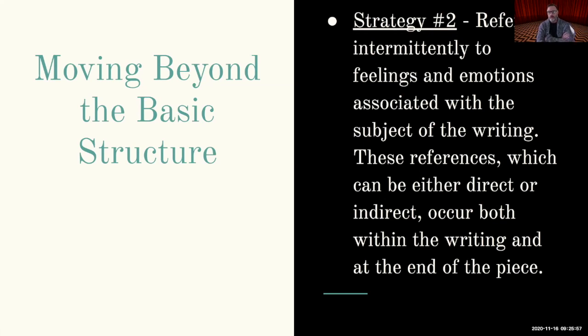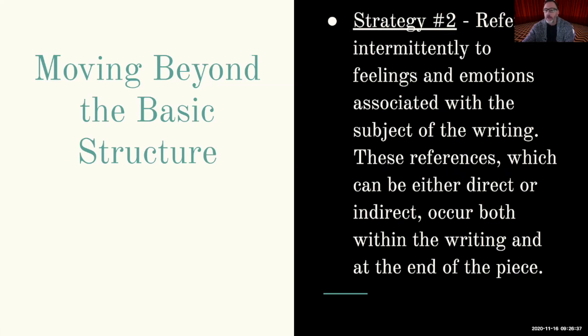So what I mean by this is "A Most Deadly Sponge," for instance. When I wrote that, of course, the central event, the event that I wanted to slow down, was catching a lava rock to the face. But as I'm describing that, both before, during, and after, I'm talking about how I felt and the emotions that I was experiencing during that time. So you'll notice that it says these references, which can be either direct or indirect, occur within the writing and at the end of the piece.